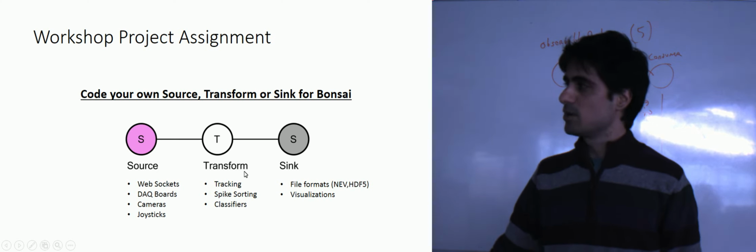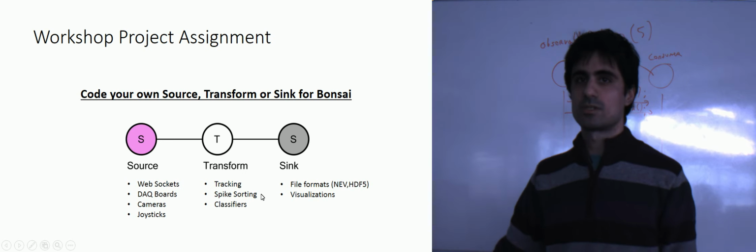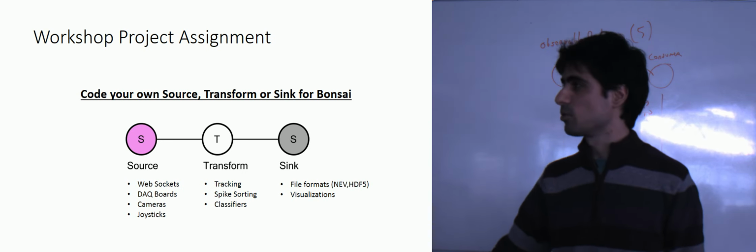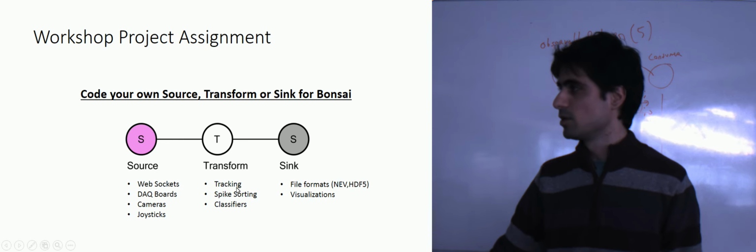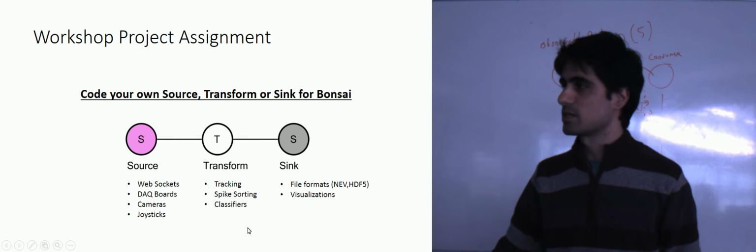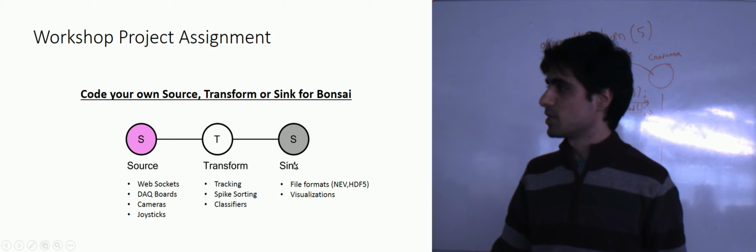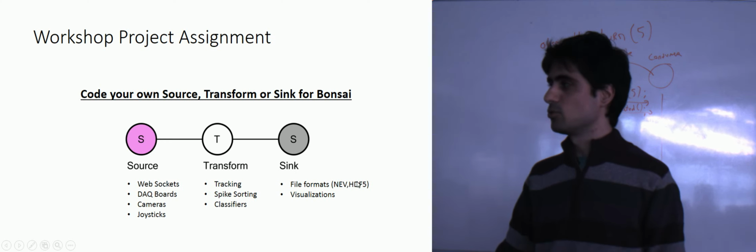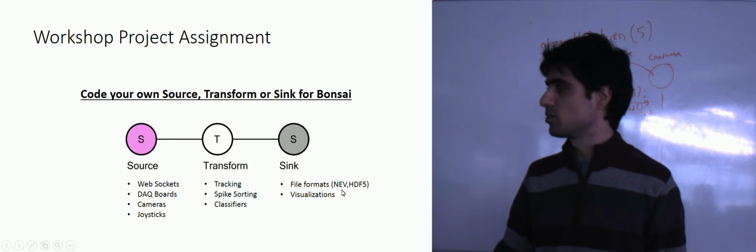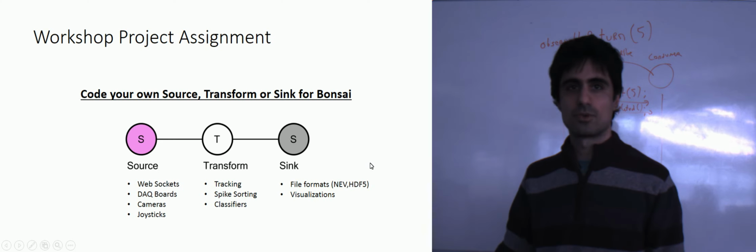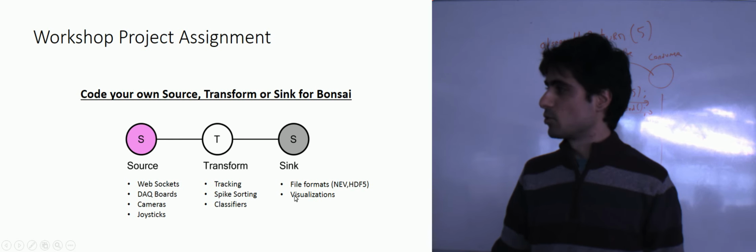On the transform side, you can think of algorithms to process data that would expand what Bonsai already offers, which you will see tomorrow. You can think of new tracking strategies, or spike sorting, or classifiers for data, whatever you think would be interesting. For sinks, you could think of support for new file formats. NEV is a popular format for spike sorting data. HDF5 is a popular binary format for data. You can think of sinks.